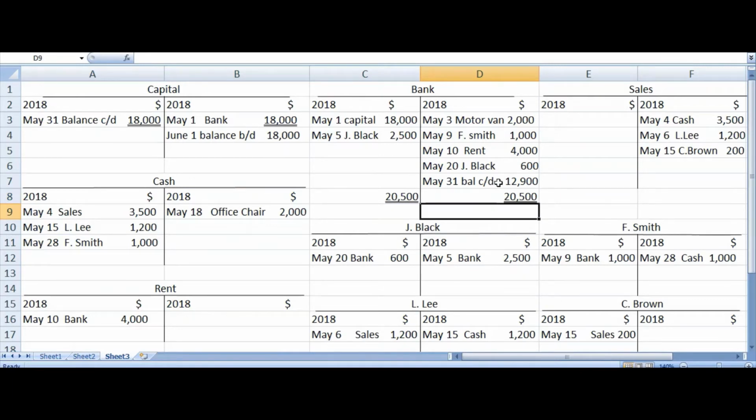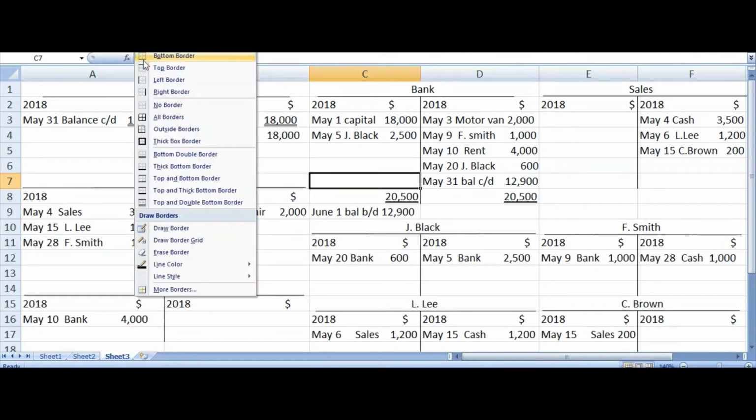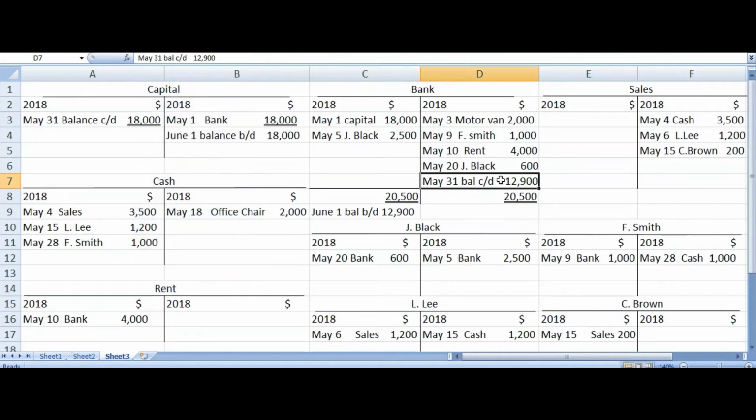Remember, the balance CD here is going to be there. Bring down that balance, and it is going to be the balance BD on the opposite side of the account at the start of the next period. So June 1, you will have a balance BD of 12,900. All right. So on the opposite side of the account, you will have a balance BD of 12,900.